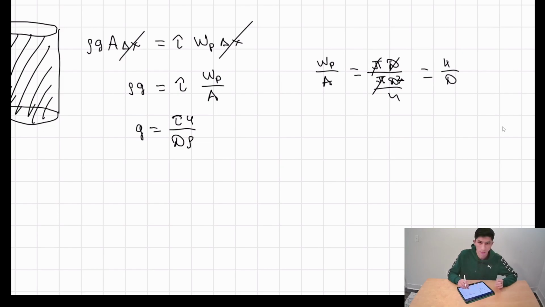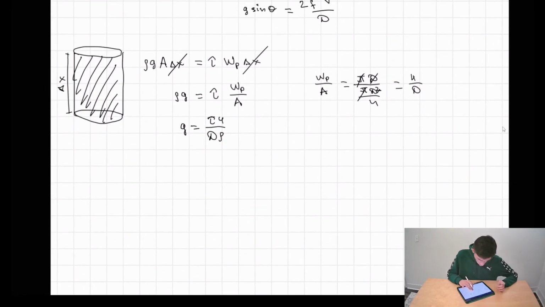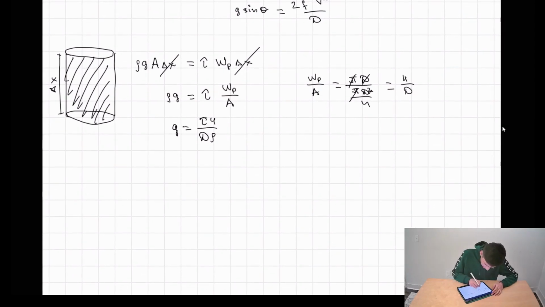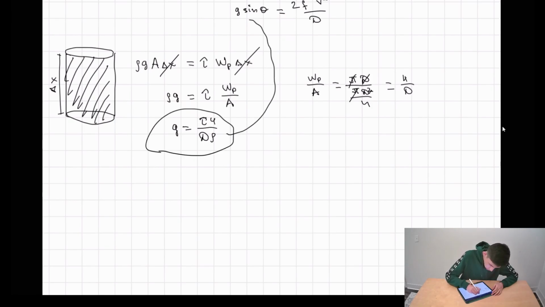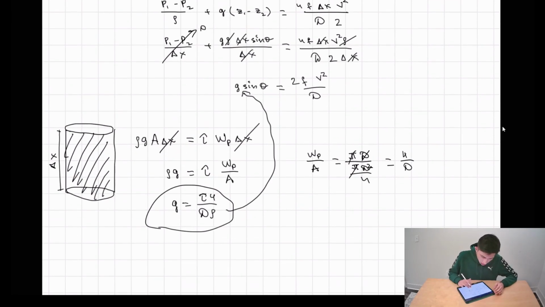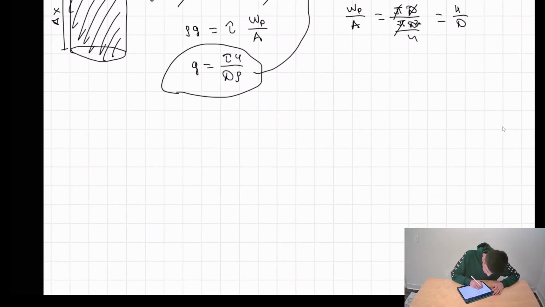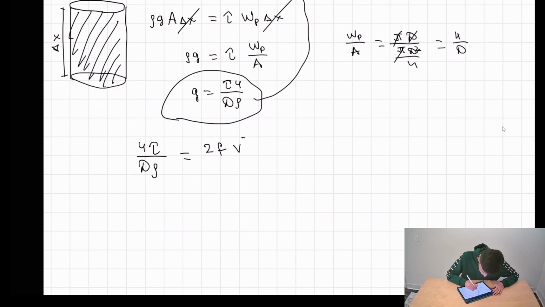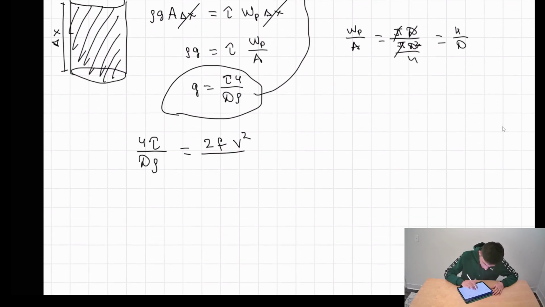So our g here is going to be equal to shear stress times 4 over d times the density. And what we can do now is we can get this g and plug it into this equation, which we derived from Bernoulli's equation. So it's going to be 4 times shear stress over diameter times the density is going to be equal to 2 times the Fanning friction factor, velocity squared over diameter.